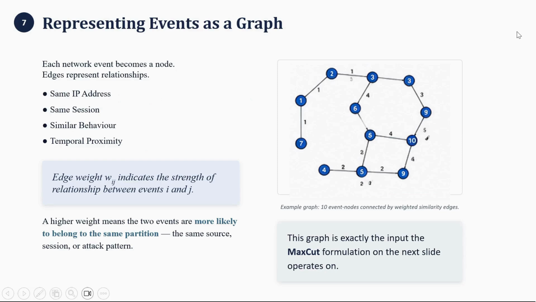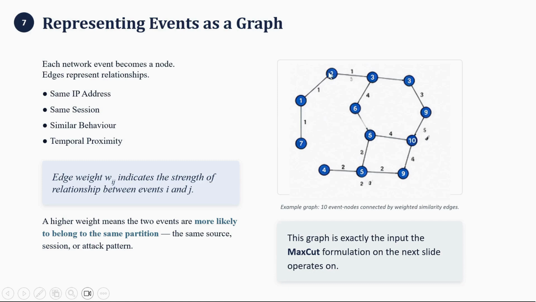To get a more mathematical representation, we first represent the network events as a graph, and each network event becomes a node. Next, we connect the related events using weighted edges. These relationships may arise because two events originate from the same IP address, belong to the same user session, or occur close together in time. Sometimes they may also exhibit similar behavior. The edge weight measures the strength of this relationship.